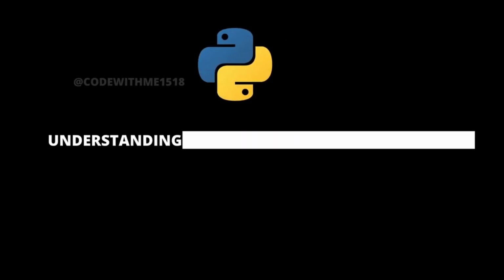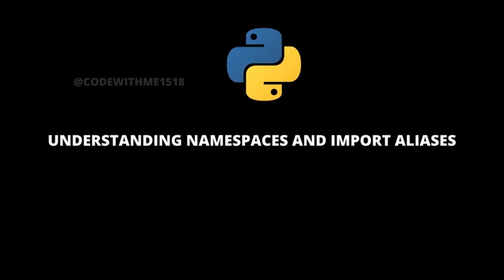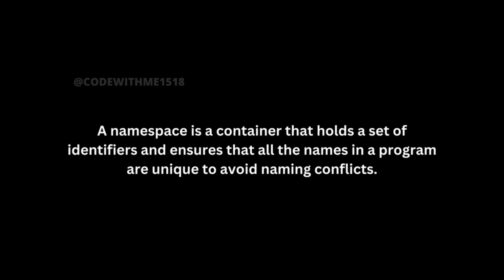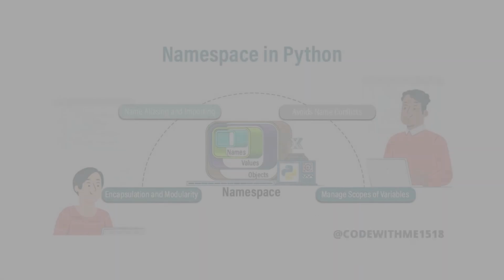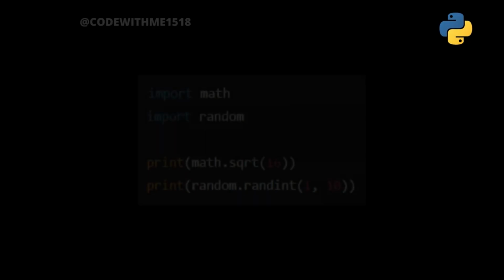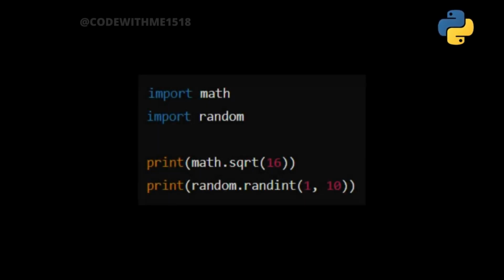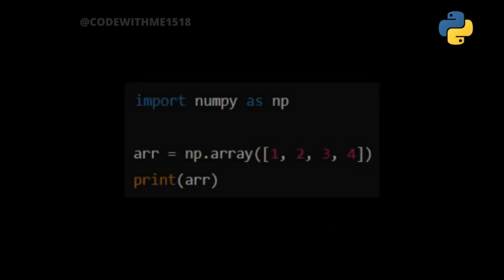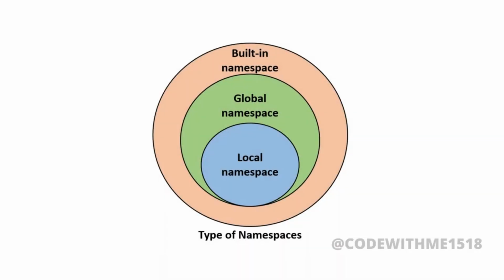Finally, let's discuss namespaces and import aliases. A namespace is a container that holds a set of identifiers and ensures that all the names in a program are unique to avoid naming conflicts. Here's an example of using namespaces. In this example, math and random are namespaces that contain functions with the same names but do different things. Sometimes, you might want to use shorter names for modules. This is where import aliases come in handy. Here, we import the NumPy module as np, making it quicker and easier to use in our code.